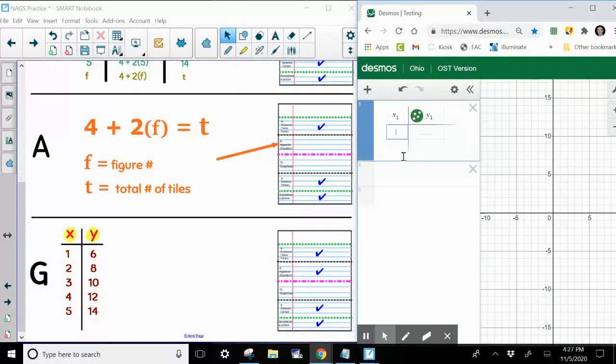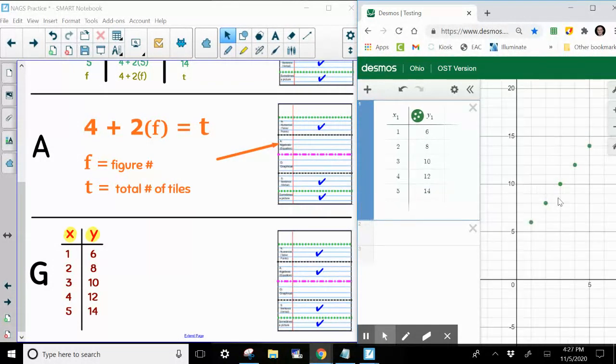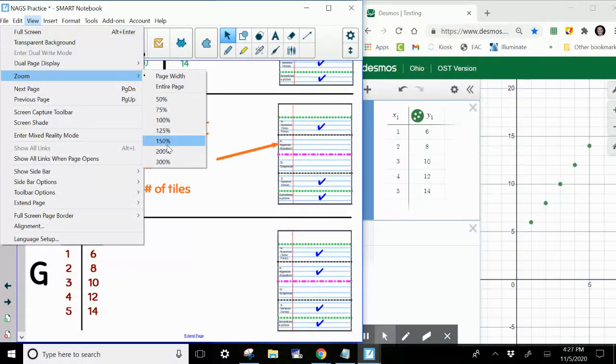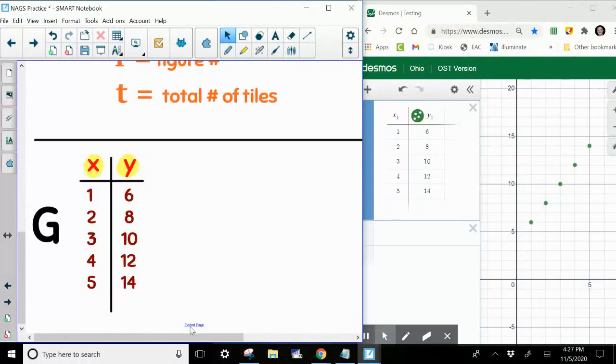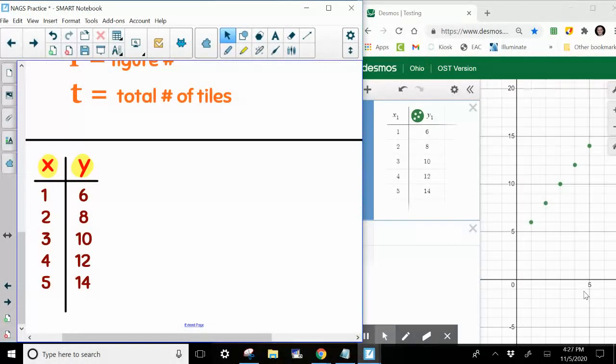Right? And we're going to do 1, 6, 2, 8, 3 and 10, 4 and 12, we're going to do 5 and 14. Remember, we're going to hit our zoom fit button down here, and then that's going to clean everything up and give us some good space to put our graph. So I'm going to zoom in here and give ourselves some room to put this into our diagram.